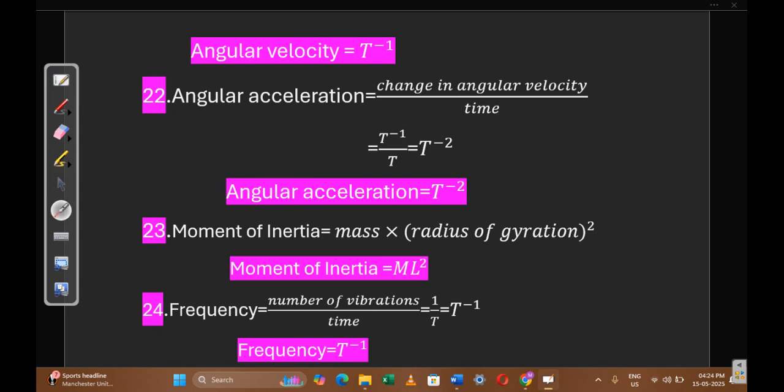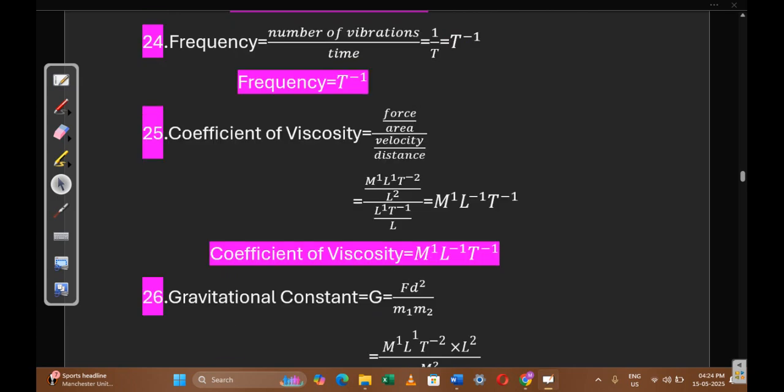Next one is coefficient of viscosity. Formula for coefficient of viscosity is force by area divided by velocity by distance. Till now we discussed the dimension formulas of force, area, velocity and distance. Substitute all these values in this and get the result. The coefficient of viscosity's dimension formula is M L inverse T power minus 1. Gravitational constant, we call this capital G the universal gravitational constant. So it is a very important one.